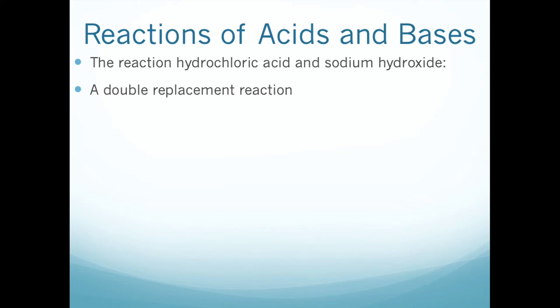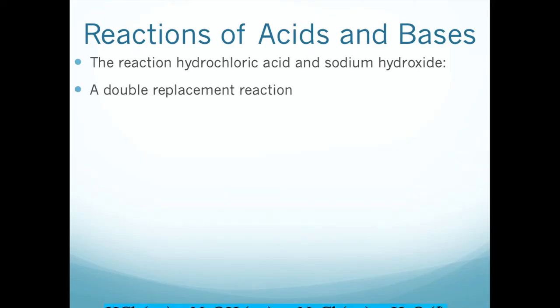Let's have a look at an example. Let's say we have the reaction between hydrochloric acid and sodium hydroxide. Please note, this is a double replacement reaction. I talked about this way back in chapter 7 when we talked about types of reactions, and I gave you examples of double replacement reactions and explained what drove them forward. We've seen precipitation reactions where the formation of that precipitate causes the reaction to be driven forward. In the case of the acid-base reaction, it's the formation of water that drives it forward.